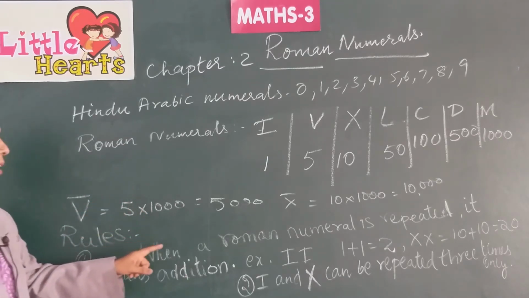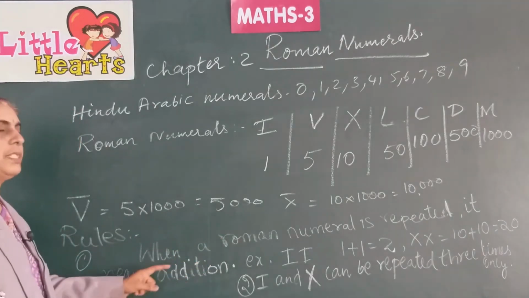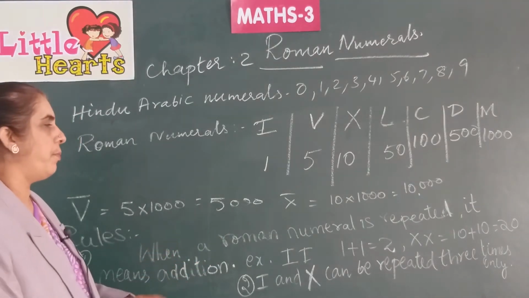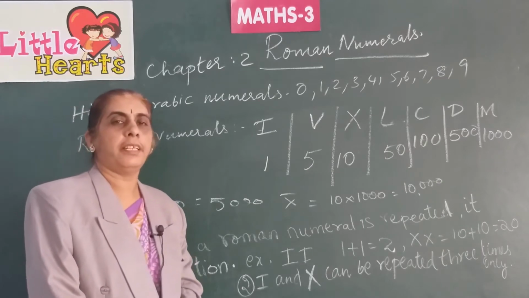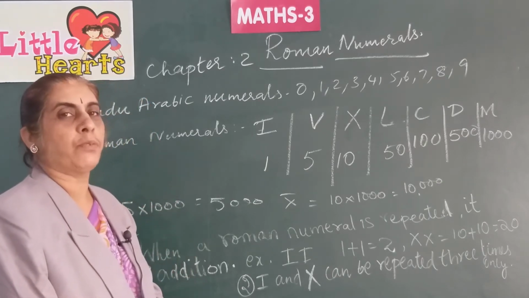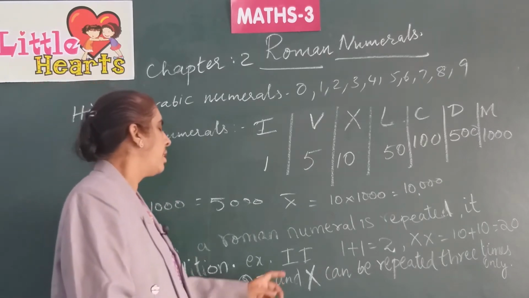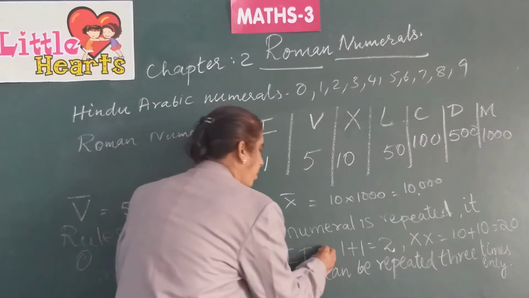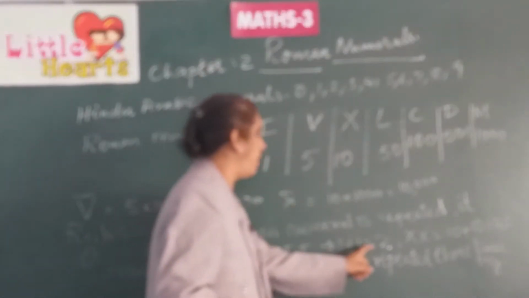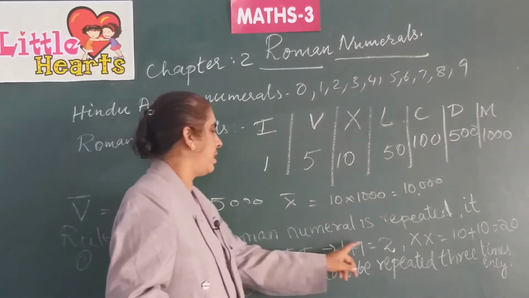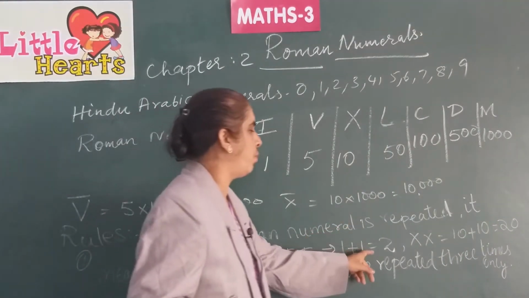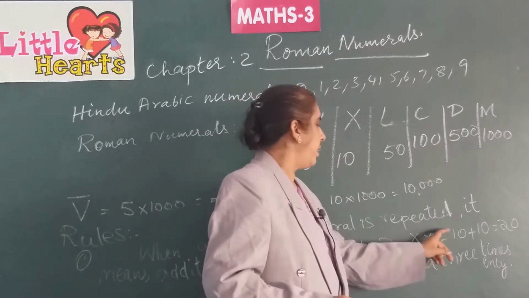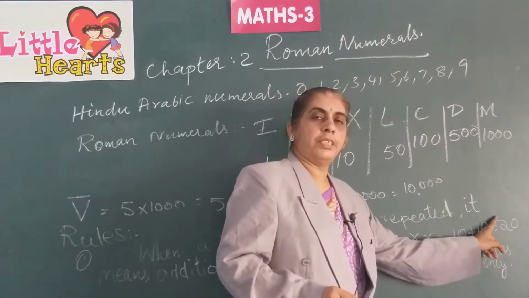When a Roman numeral is repeated, it means addition. When a Roman numeral is written 2 times, it shows that we have to add those 2 Roman numerals. II equals 1 plus 1, that is 2, so the value of II is 2. XX is 10 plus 10, 20.